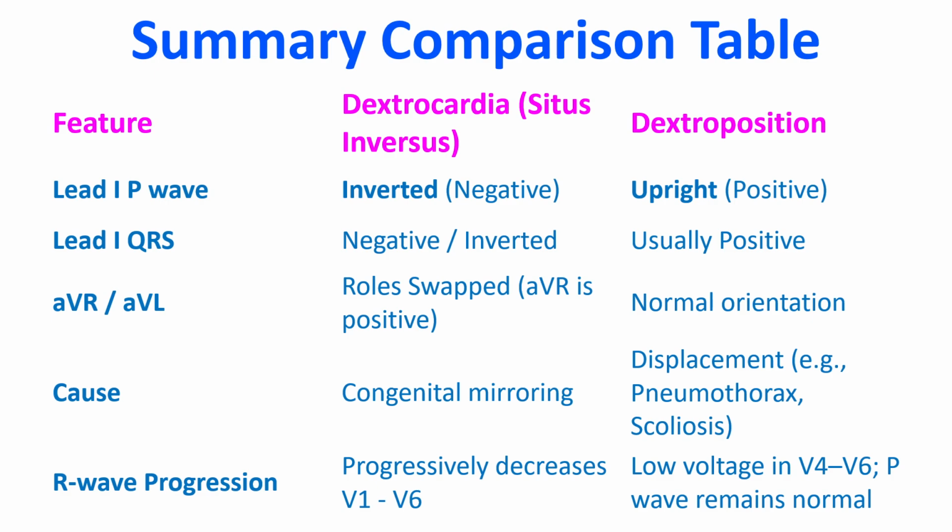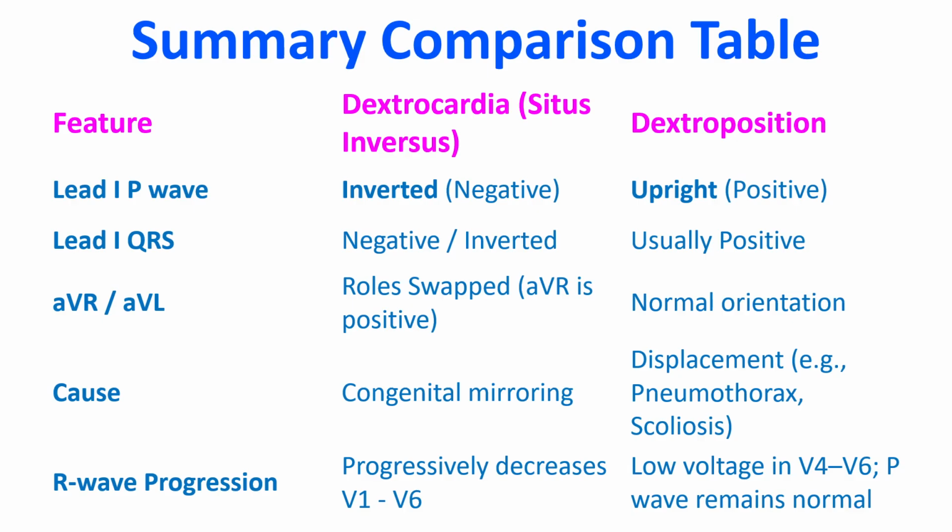Lead 1 P wave: inverted, negative in dextrocardia with situs inversus; upright or positive in dextroposition. Lead 1 QRS: negative, inverted in dextrocardia with situs inversus; usually positive in dextroposition. AVR and AVL: roles swapped, AVR is positive. Dextroposition: normal orientation. Cause in dextrocardia with situs inversus: it is congenital mirroring.